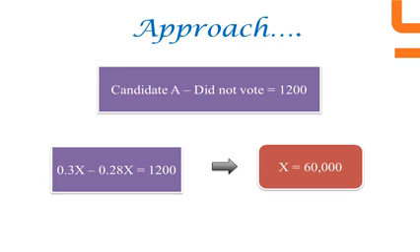That is 60,000 people are the total number of voters in that election, or the total number of people who are eligible to cast a vote in that election. So our answer is 60,000. That is option C.